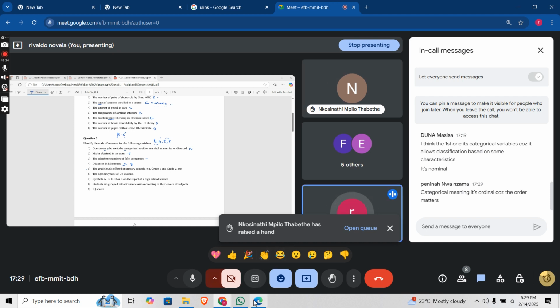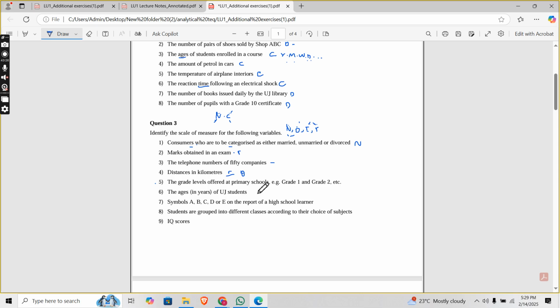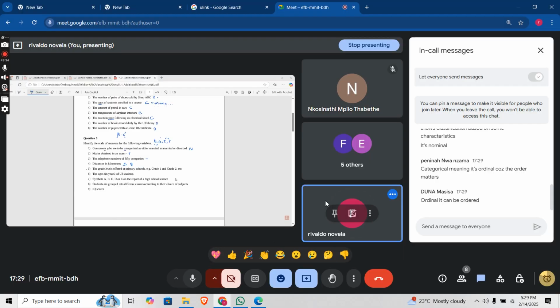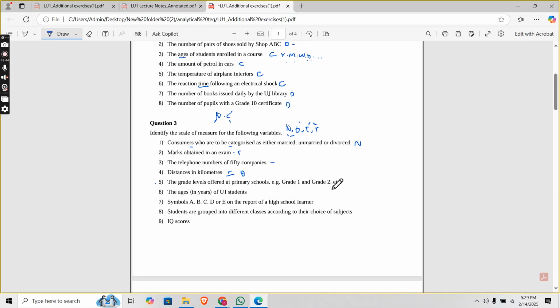100% true. Your answer is actually 100%. So if you heard him, that's the correct answer. You are also correct. Ordinal, because it can be ordered. So the answers are very much correct. We use the ordinal scale because it's not numerical. The order matters. Number 6, the ages in years of UJ students.